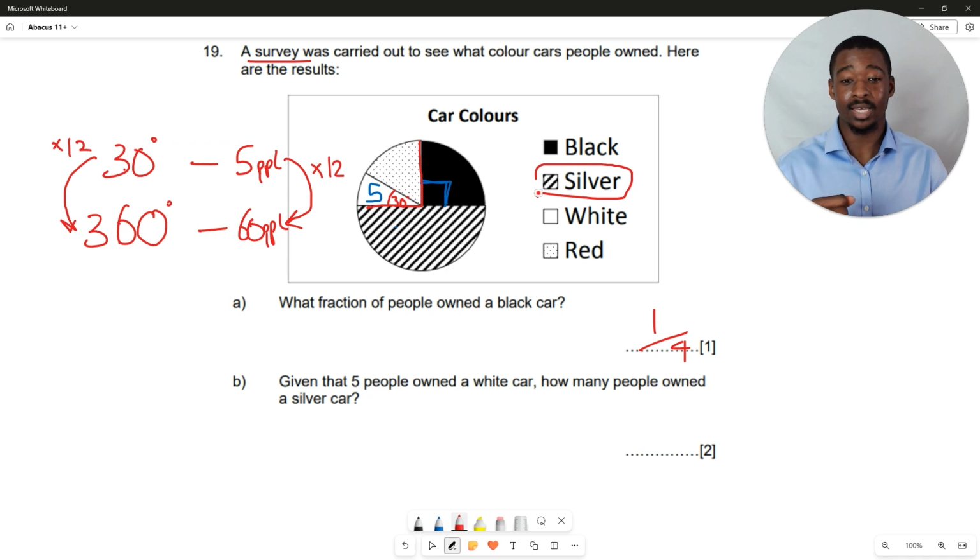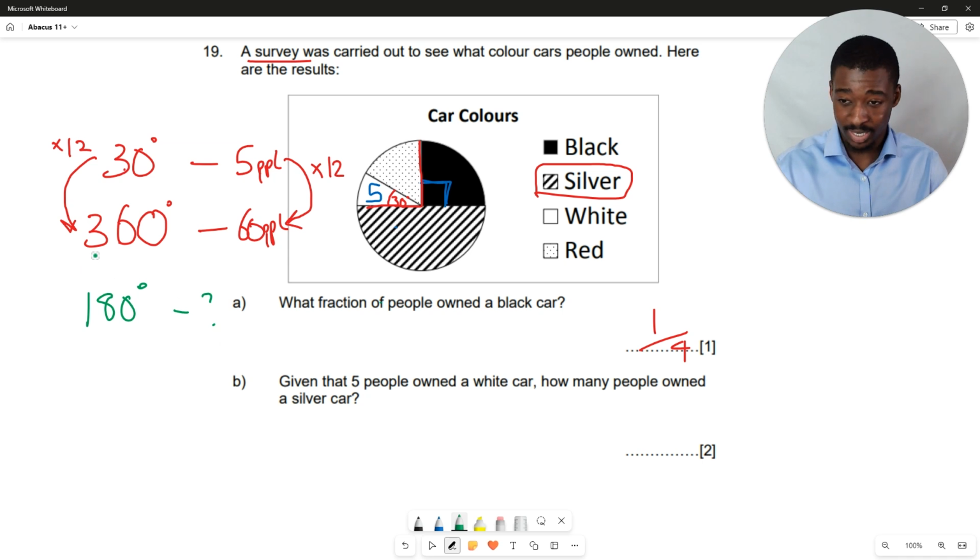And we can see the key for the silver car is this striped pattern over here. So this is only going to be 180 degrees, which we can see. I put it in green, right? We can see this here is 180 degrees, or 2 right angles. So we know that 360 degrees represents 60 people. So how many people are represented by 180 degrees?